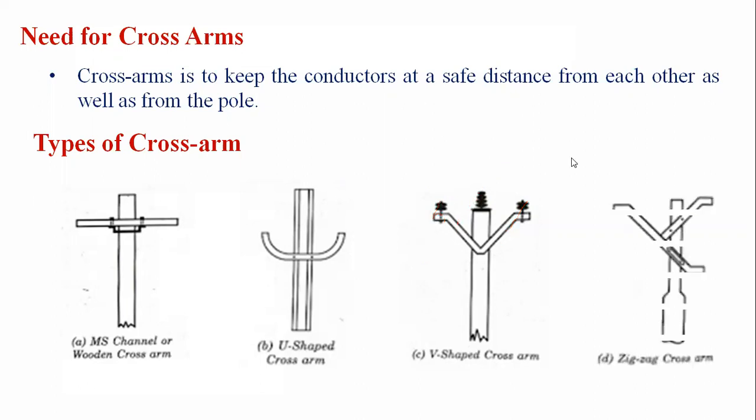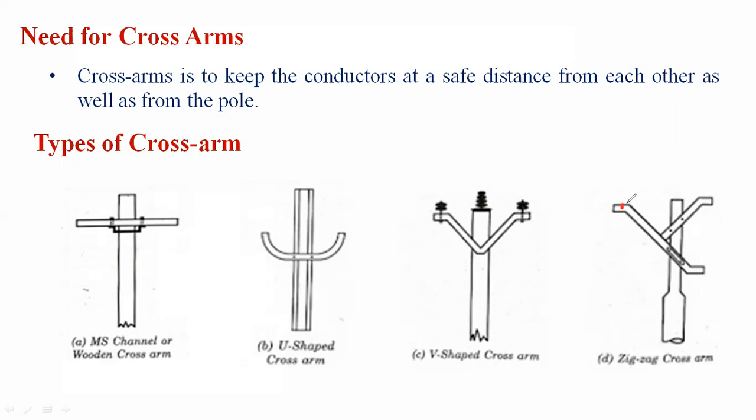And the last one is the zigzag cross arm. Wherever there is a dead zone or a cross section, at those particular places the zigzag cross arm is used. This is used for both transmission as well as distribution purposes. At the dead zone, wherever the end point or cross section is there, the conductor spacing is not maintained the same. For those particular places, zigzag cross arms are used.